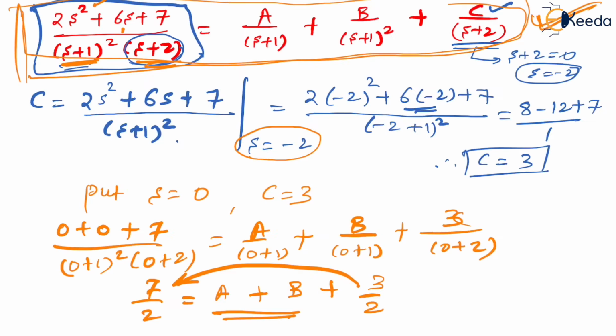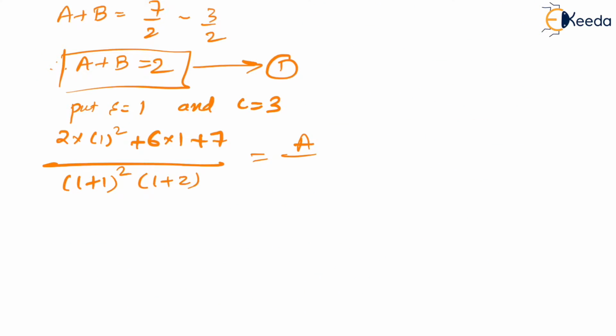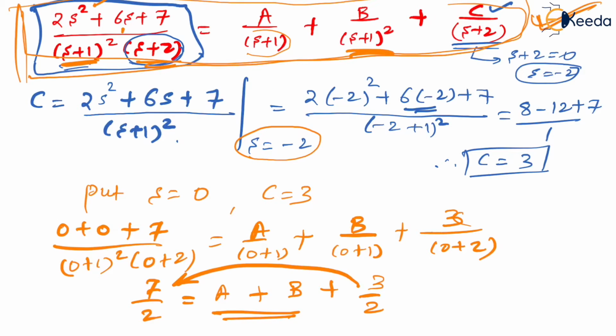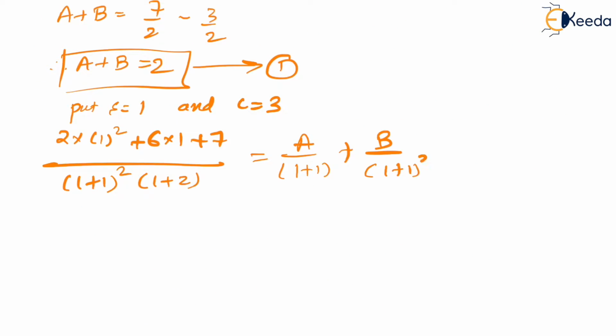Which is equal to what? A upon, yes, I have s plus 1, so s plus 1 is 1 plus 1, plus b upon 1 plus 1, s plus 1 the whole squared, so 1 plus 1 the whole squared, plus, what is there? C is nothing but 3, so it is 3 upon 1 plus 2. Is that right? Yes. Now if I just see this, it becomes 2 plus 6 plus 7, which is nothing but 15, divided by 4 into 3.